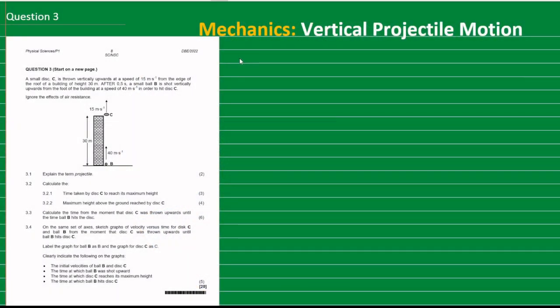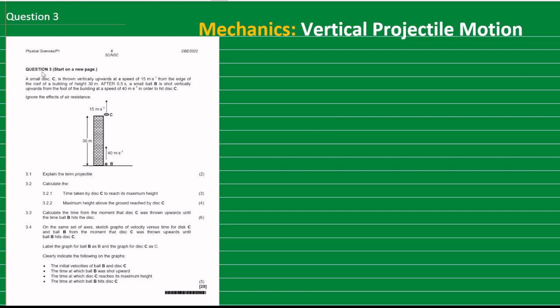In this video, we're going to work on question 3, Physical Science Paper 1, TBE 2022. This is the June 2022 past exam question. So we are going to focus on mechanics, vertical projectile motion.